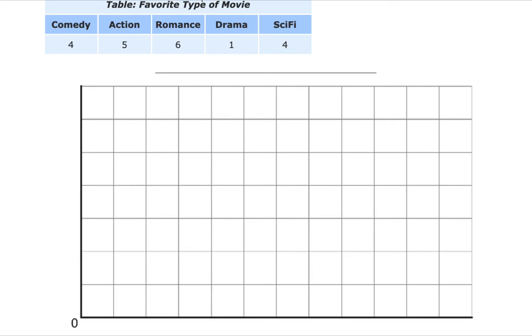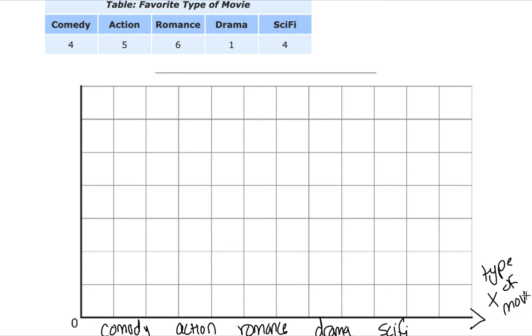So here, it's a favorite type of movie. It doesn't matter which order you put them in down here. What really matters is the scale. So right now I'm going to put the type of movie on the x-axis. Then we're going to put the amount of people, because it's people who like these types of movies. That's going to go on the y-axis.